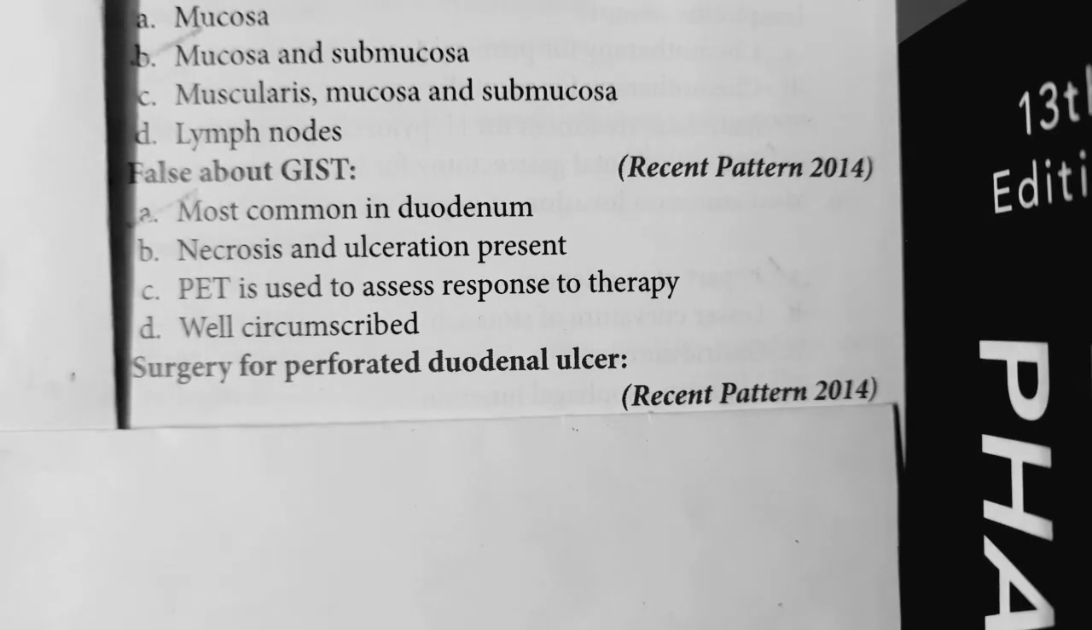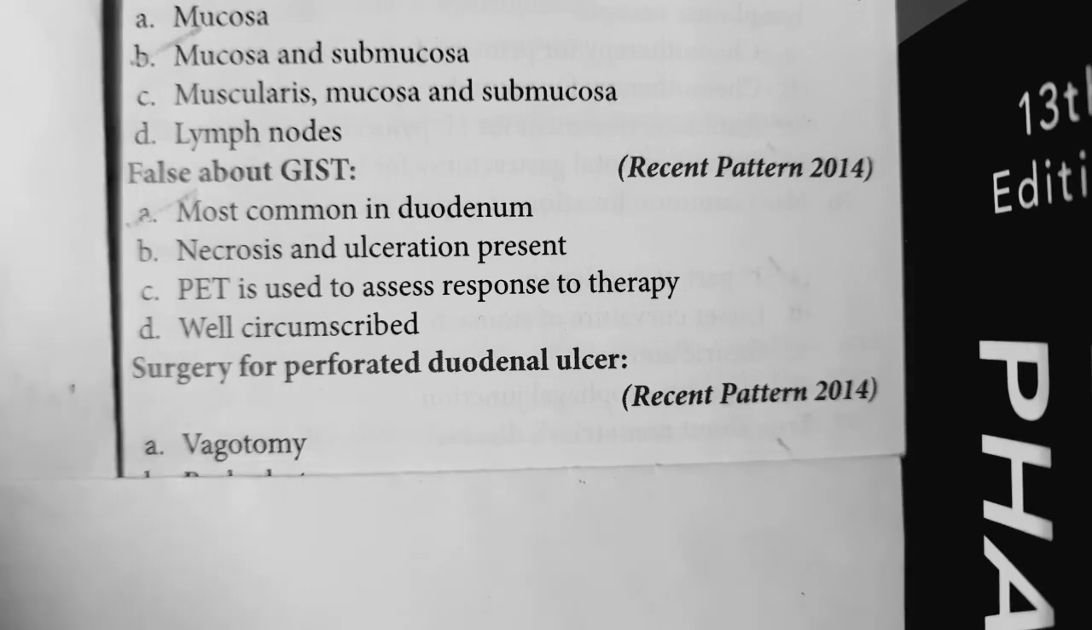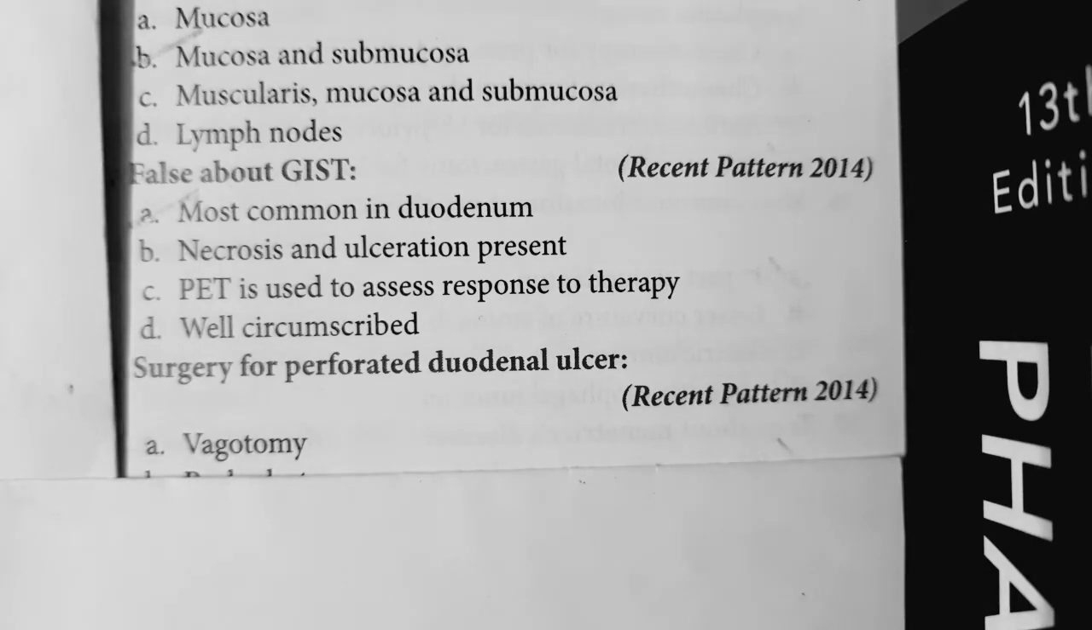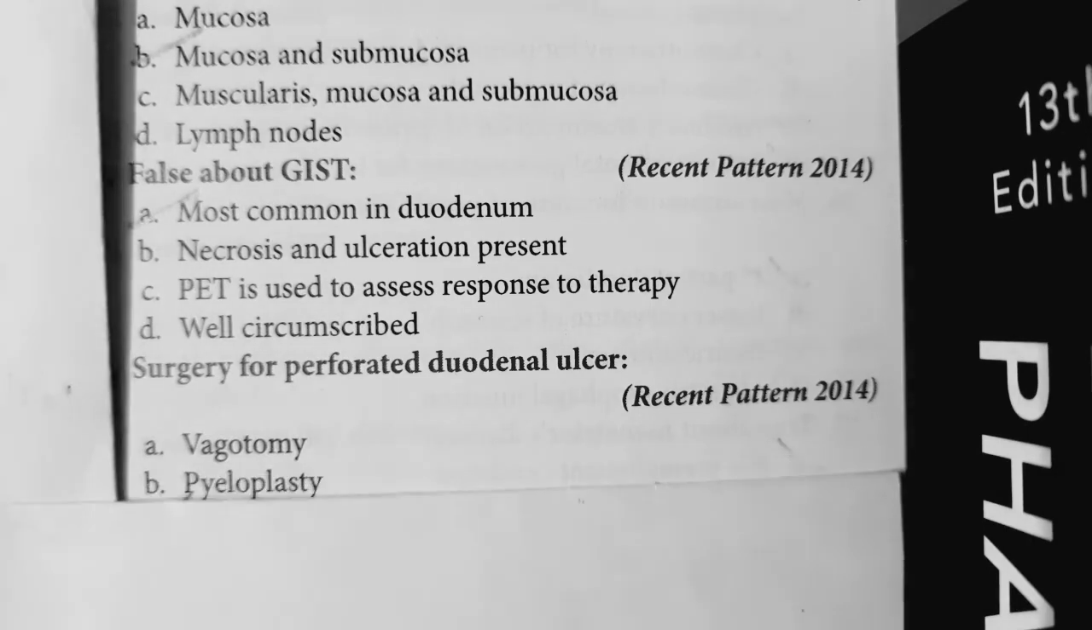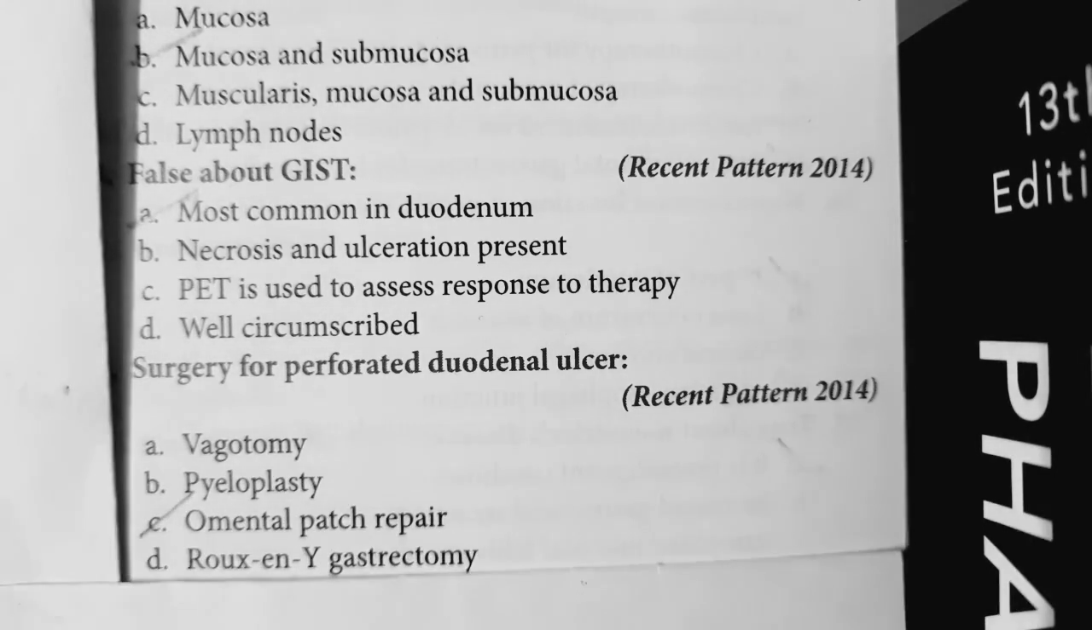Surgery for perforated duodenal ulcer is. So, vagotomy. See, already the ulcer is perforated. So, first and foremost aim of us is to treat the perforation to make the patient hemodynamically stable. So, vagotomy has no role. Pyloroplasty also has no role. The main treatment is omental patch repair.